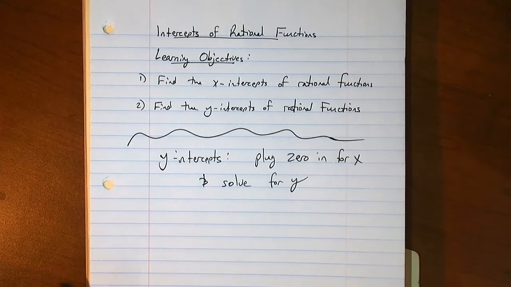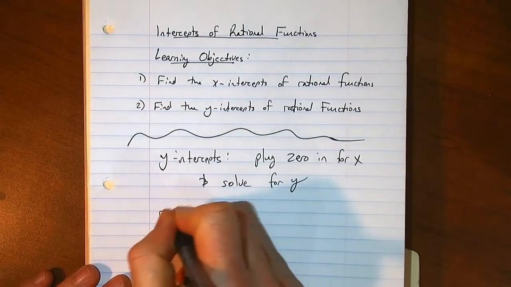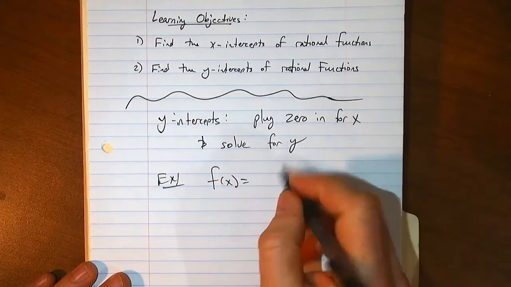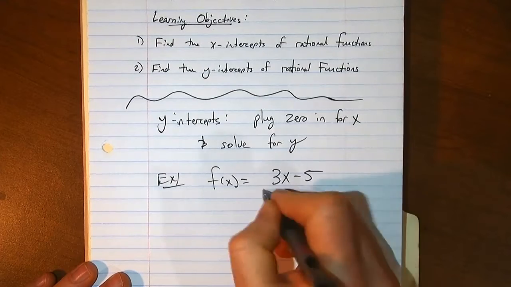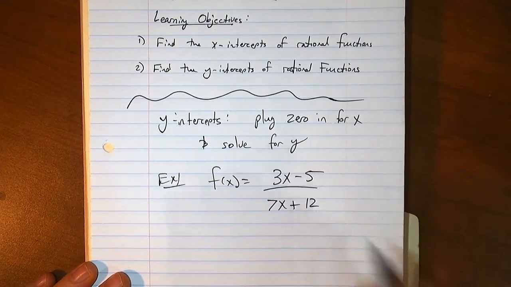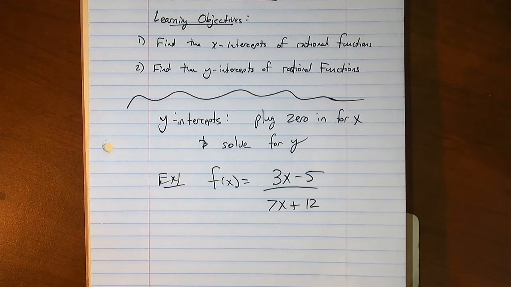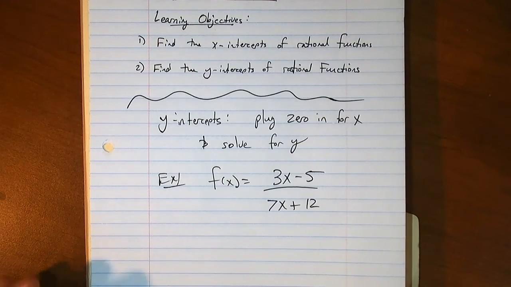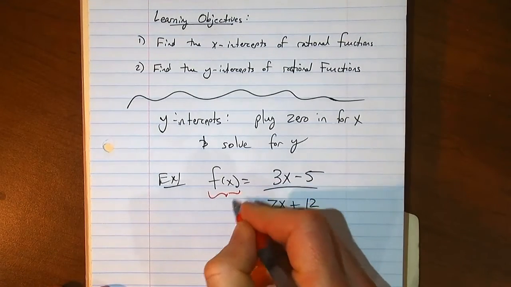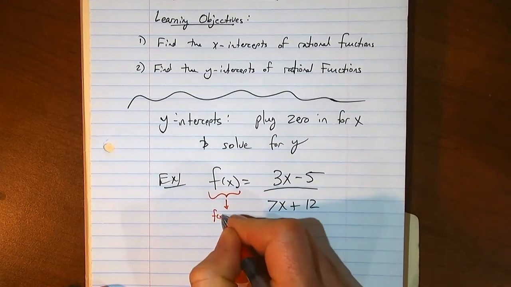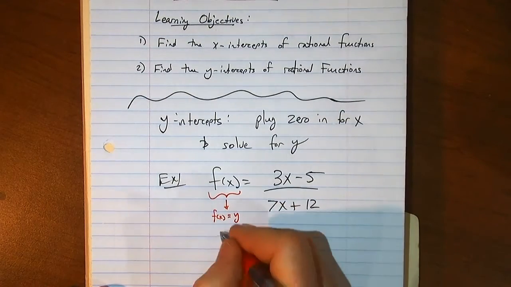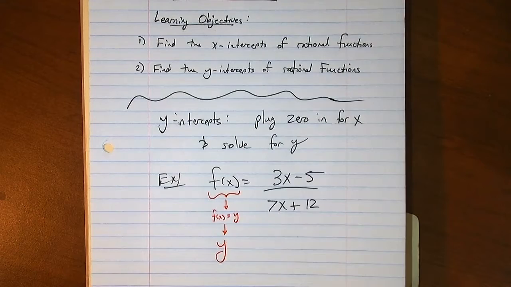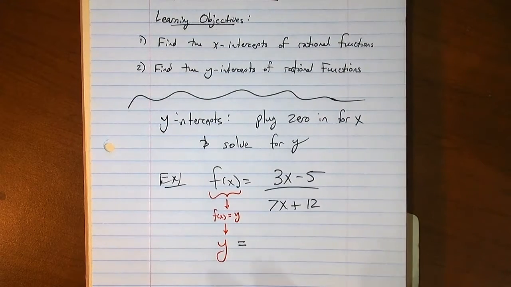Okay? So let's do an example where we do that. Example number 1, let's suppose that I have a function like f of x is equal to 3x minus 5 over 7x plus 12. Right? So there's my function. So we're going to plug 0 in for x and solve for y. And it might be helpful for you to remember that f of x is the same as y. Those things are the same. So really, that's what we're solving for. Which means my equation already has y by itself.